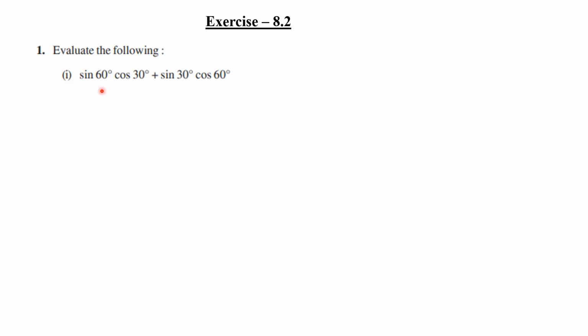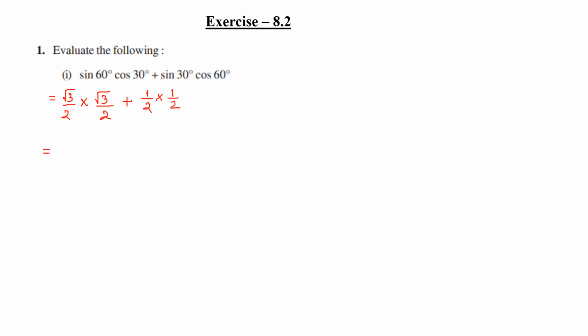So in my last video, I've already explained the values for all the trigonometric ratios, right? Sin 60, cos 30, sin 0 degree, 45 degree, 90 degree, all the values I have explained, right? So now we have to use those values to solve these questions. So first is sin 60 degree. Sin 60 degree, the value is root 3 by 2. Okay. And cos 30 degree value is also root 3 by 2 plus sin 30 degree is 1 by 2 and cos 60 degree is also 1 by 2.